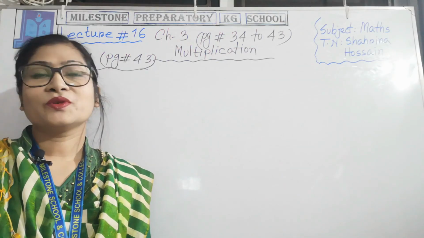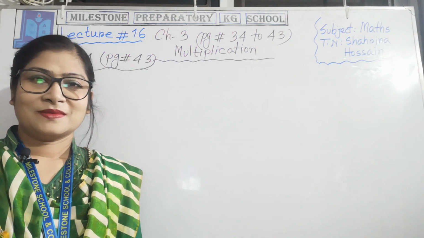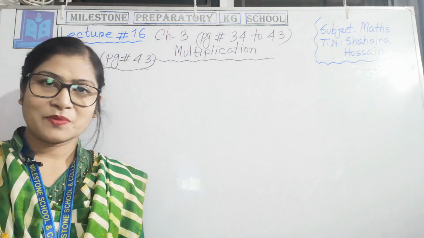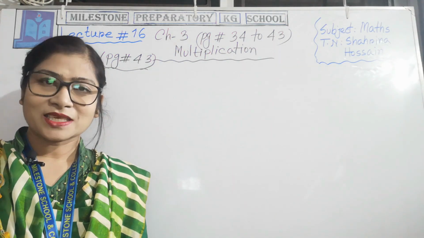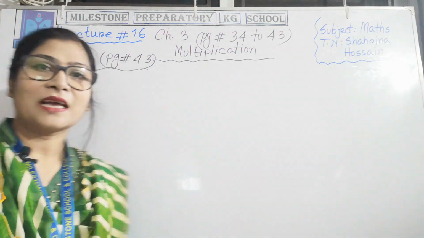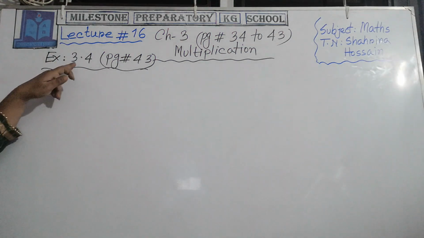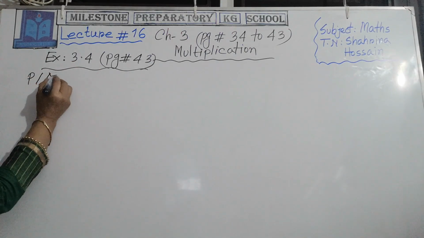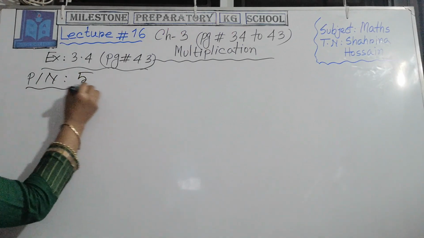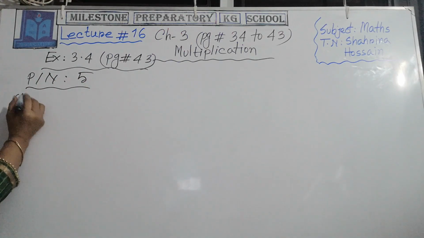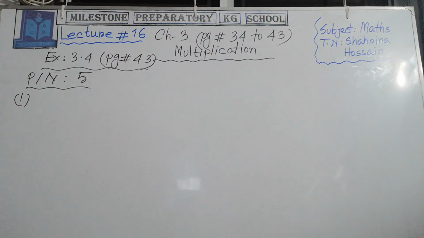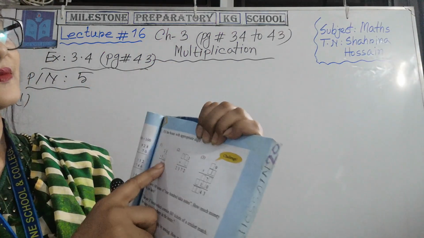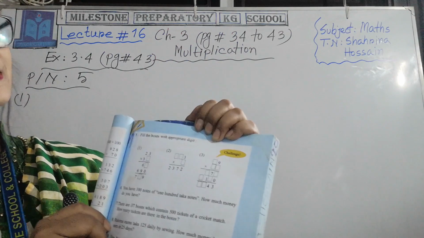Now, let's come to today's regular lesson. At first, go to page number 43. We will do exercise 3.4, page number 43. First, math problem number 5. Now let's come. Exercise 3.4, page number 43. Now problem number 5, number 1. This math we will do. See the book. Number 1. Fill in the box with the appropriate digit.